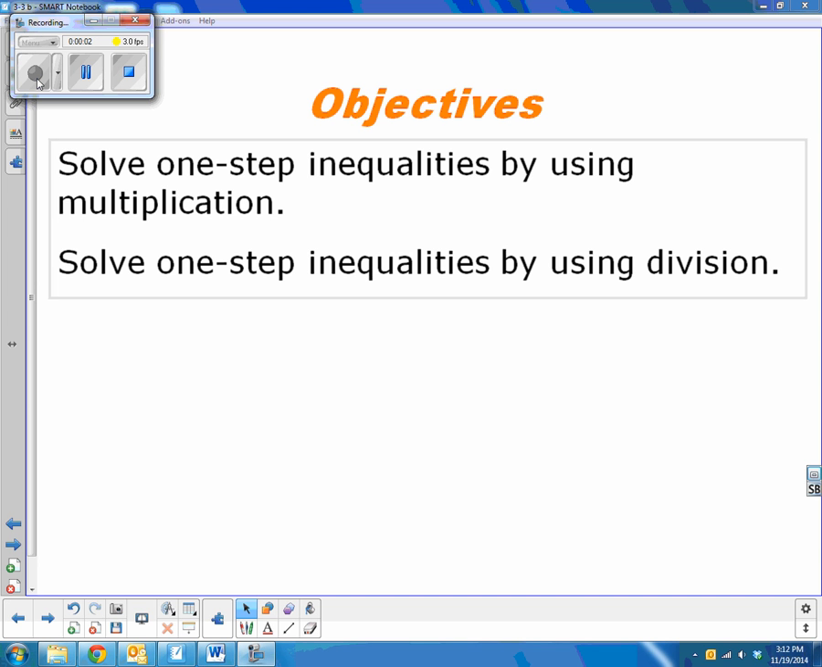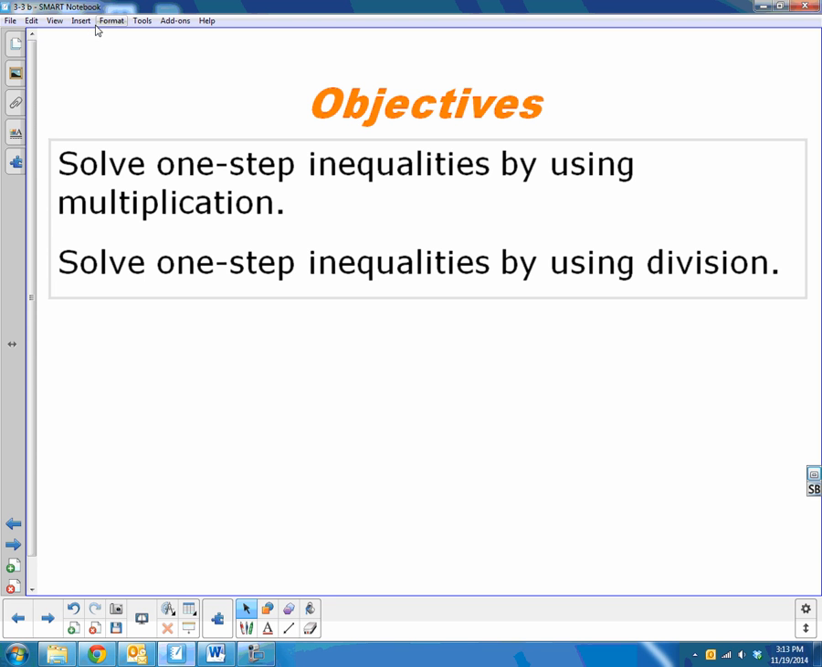All right, this is going to be a short video. We've already looked at solving one-step inequalities by using multiplication. We've already looked at solving one-step inequalities by using division. However, there's one very specific type of problem that's going to come up, and we need to be able to deal with that. And so we're going to look at some examples.